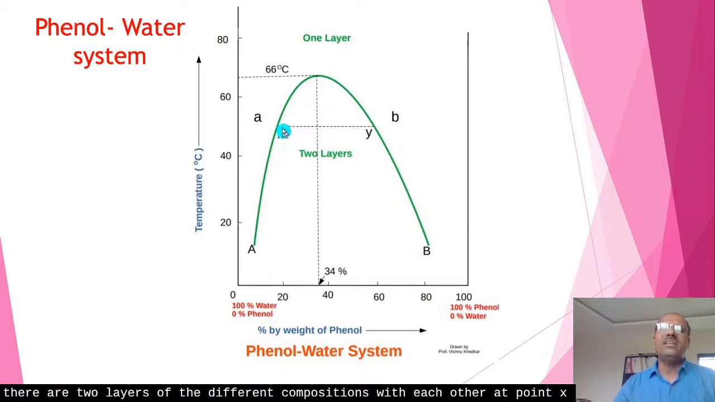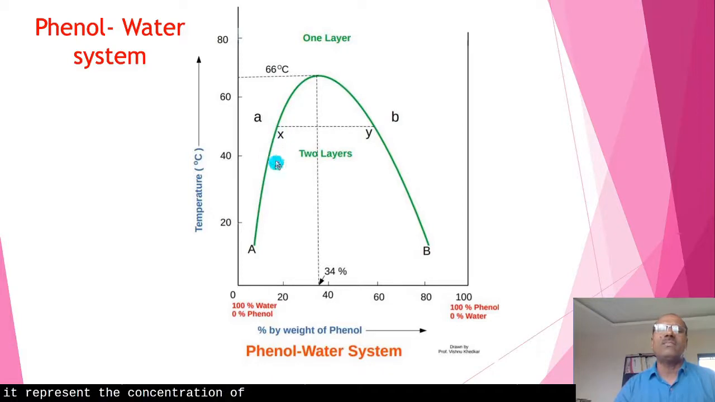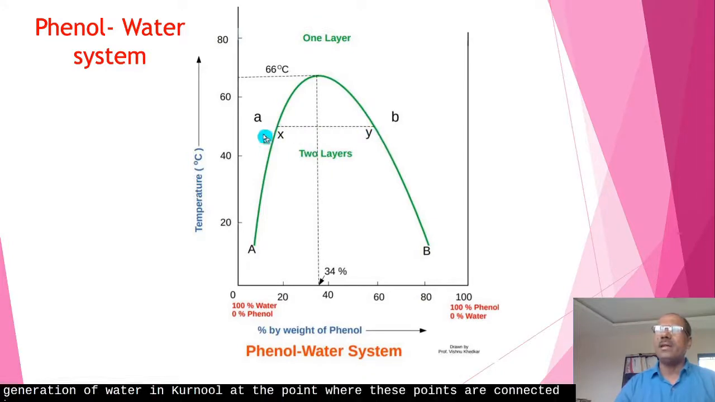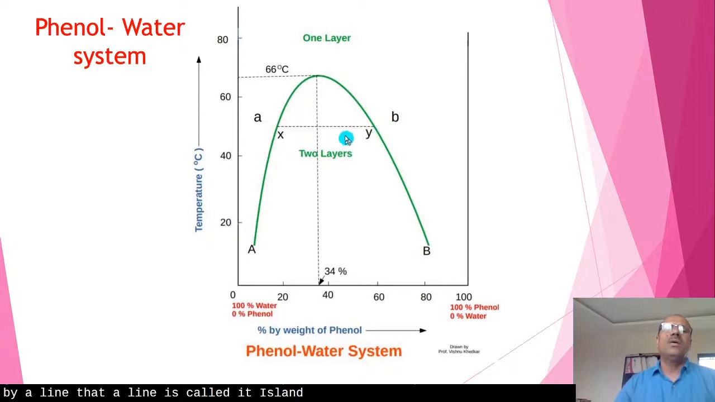The point X represents the concentration of phenol in water. Point Y represents the concentration of water in phenol. These two points are connected by a line. That line is called tie line. Means below 66 degrees Celsius, within the curve, these two partially miscible liquids are in the form of two layers. Then what about below 66 degrees Celsius and outside the curve? For example, at point A, the unsaturated solution of phenol in water is present. And at the point B, on the right hand side, it is an unsaturated solution of water in phenol.